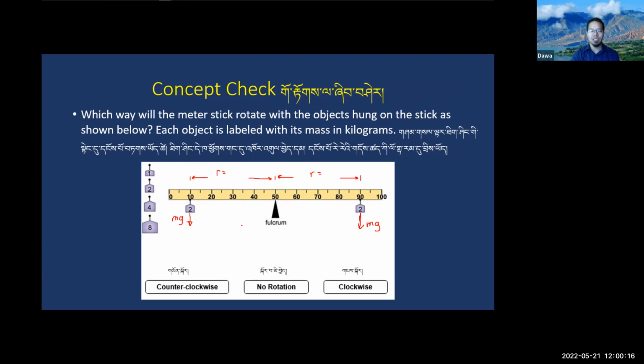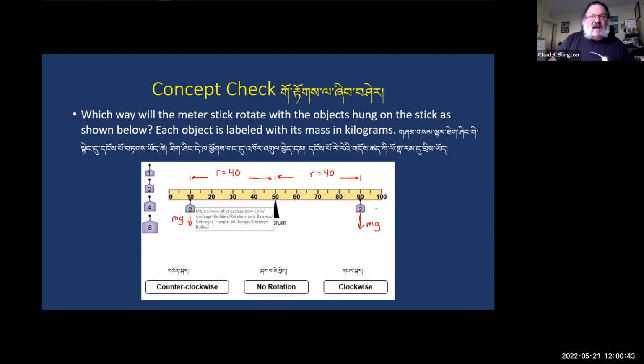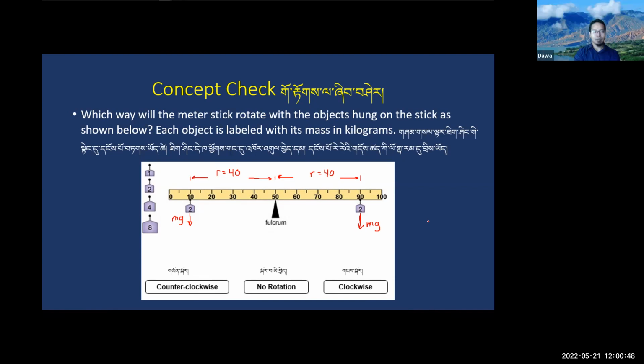And we can see that R is actually the same for both of these. They are both, right, 40. I don't know what the units are, but 40, probably centimeters. And then the masses of these are both the same as well.